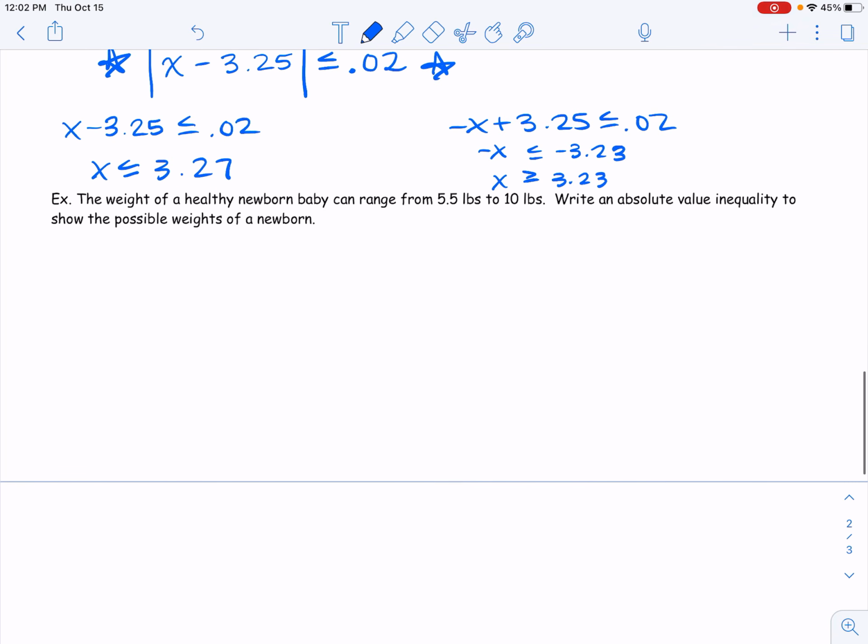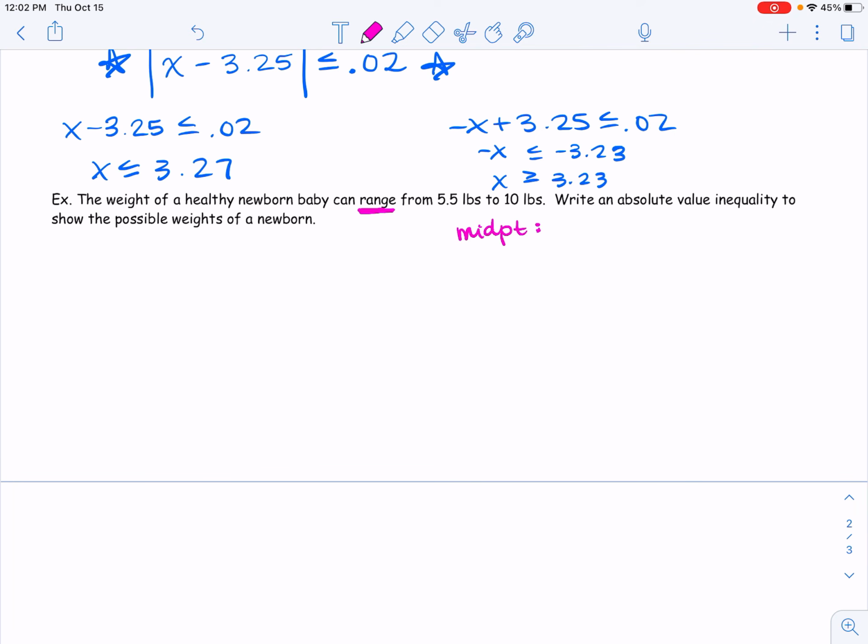So let's do the last one really quickly. It says, the weight of a healthy newborn baby can range from 5.5 pounds to 10 pounds. Okay, I was close to a 10-pound baby. I was a big baby. It says, write an absolute value inequality to show the possible weights of a newborn. So what they give us is actually the range that this newborn baby could be. So we need to find that midpoint, which will then give us that variance, okay?